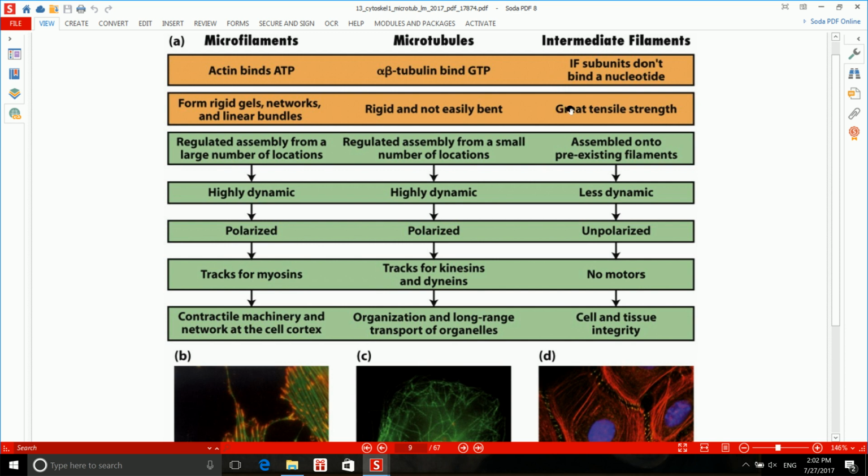And this part isn't that important, but this part about the dynamic of each of them, you can see microfilaments and microtubules are highly dynamic, whereas intermediate filaments are less dynamic. Again, common sense. Intermediate filaments, they're just there, just being the skeleton on which everything else is being built, whereas microtubules and microfilaments, I said they act like roads.